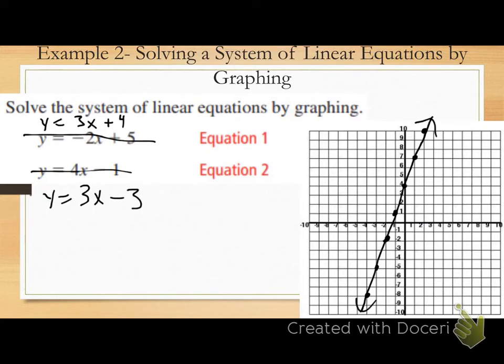There's the graph of equation 1. Questions on it? All right. What is the y-intercept of equation 2? Negative 3. So put a point at my y-intercept. What's my slope? 3 over 1.